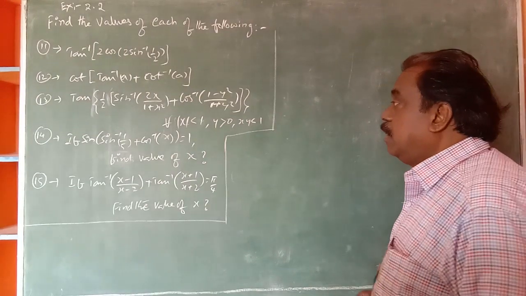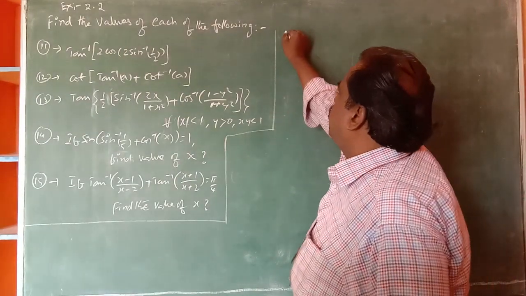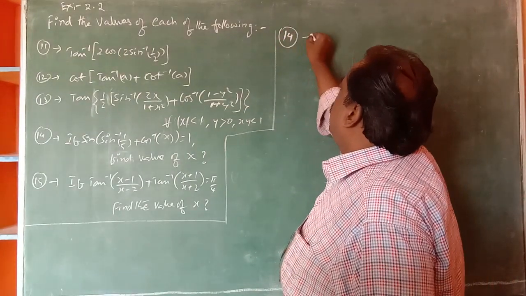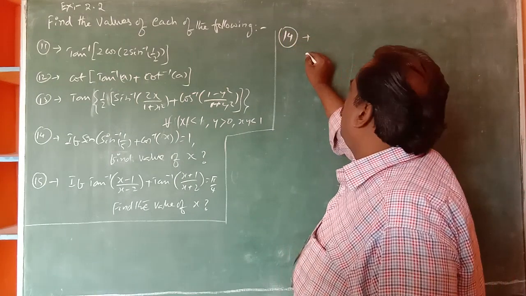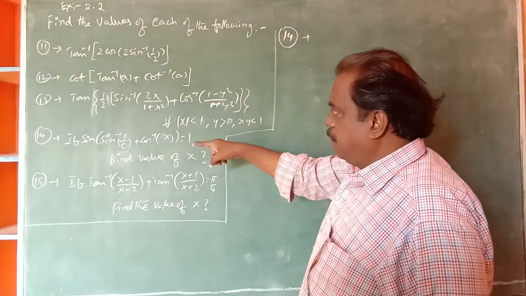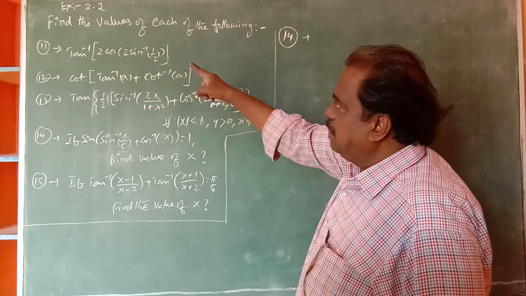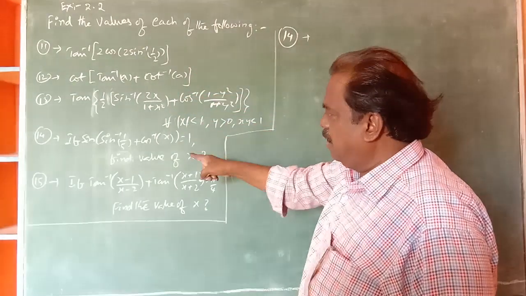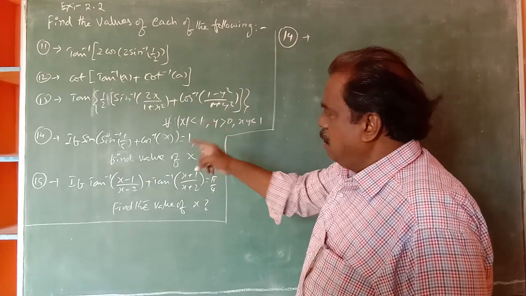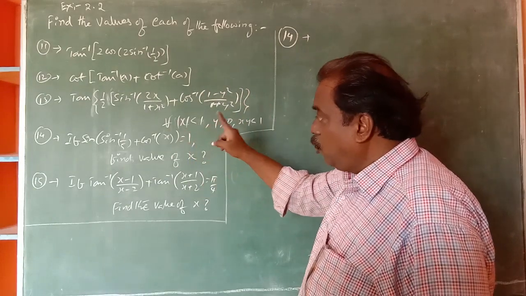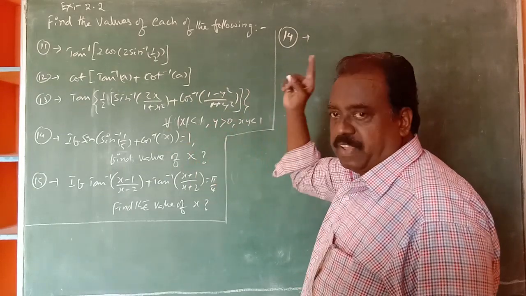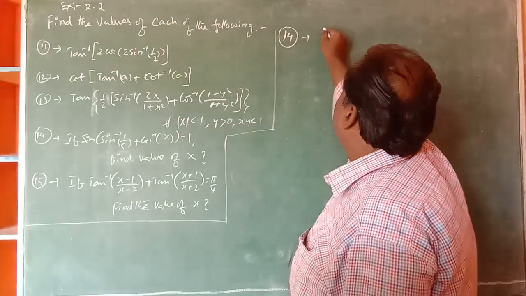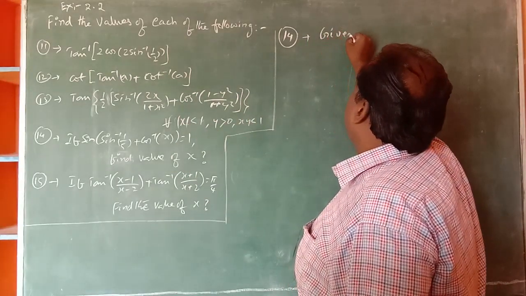Next, 14th problem. Here it is a different one. In 11, 12, 13 we had to find the value of those expressions. But here in this problem, if sine of something is equal to 1, then find the value of x. We are given a condition. So we have to write like this.